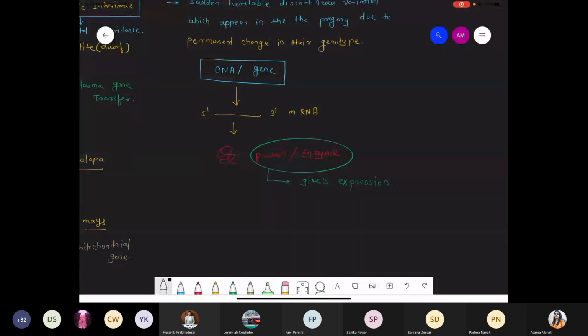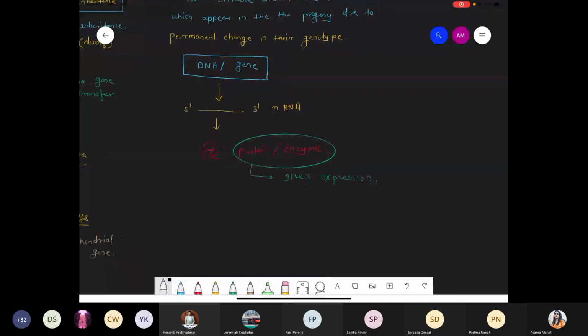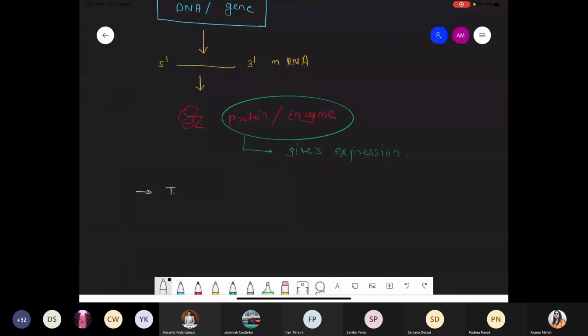Next one, who coined the term mutation? The term mutation is a discontinuous, sudden, heritable discontinuous variation, not continuous. Okay? Because see, mutation is a slow process. When you talk about evolution, that time you understand. Evolution and mutation, both are very slow processes. Suddenly the change does not happen. Slowly that change will occur, and after some time it gets reflected.